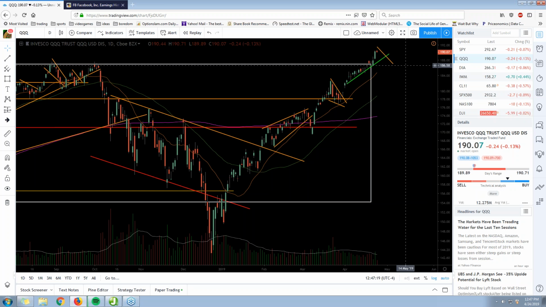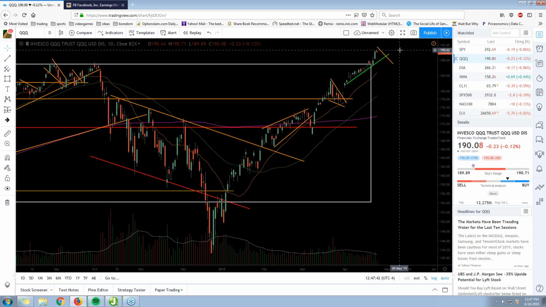I think we just need to be patient and wait for opportunities that give us better chances at playing to the long side. And that's what I'm doing right now, either looking at earnings trades, or waiting for a better consolidation to go ahead and try to go long as far as the markets are concerned.